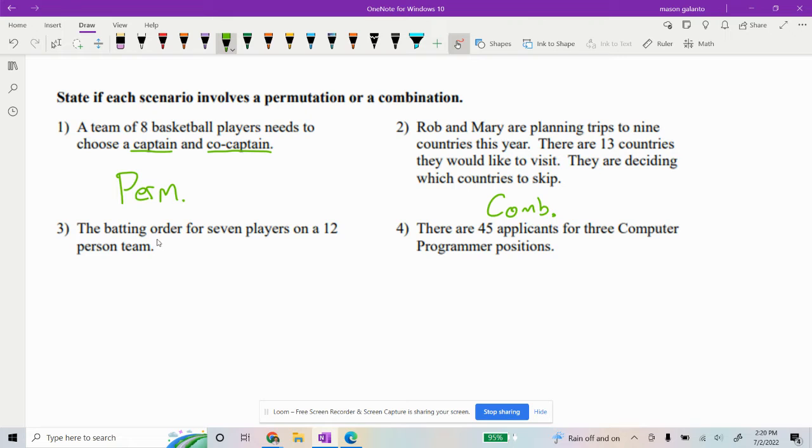Number 3, the batting order for 7 players on a 12-person team. Well, the very, very obvious word here is order. Order matters here. The batting order for 7 players on a 12-person team. So who is going in what order? This is a permutation because order matters.